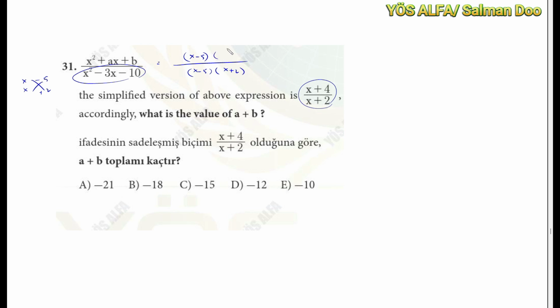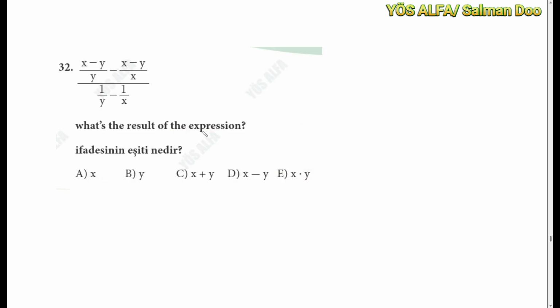So the next term on numerator is going to be x plus 4. So x minus 5, x plus 2 is as it is shown here. And on the numerator, we have x squared plus 4x minus 5x minus 20. When we simplify this, we have x squared minus x minus 20. So these two expressions must be the same. So from here we get a is equal to minus 1 and b is equal to minus 20. So we are asked to find a plus b. So the result is minus 1 minus 20, minus 21. The answer is A.